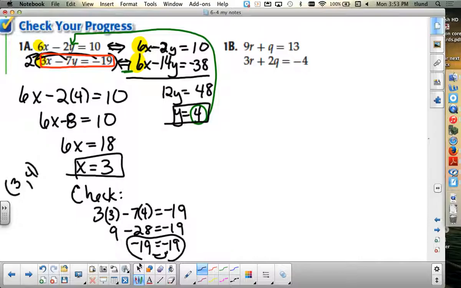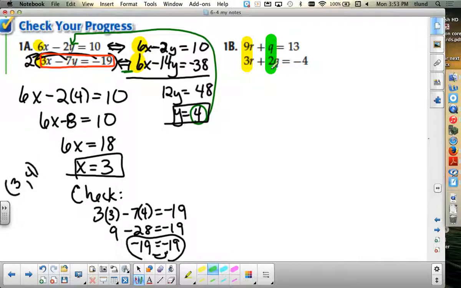Solving a system of linear equations when the variables do not have opposite coefficients can be done as long as you can multiply one or both of the equations by a number that would make them the same. In example 1b, we're lined up vertically, but our coefficients are not opposite of one another. 9r and 3r, and that would be a 1q and a 2q.